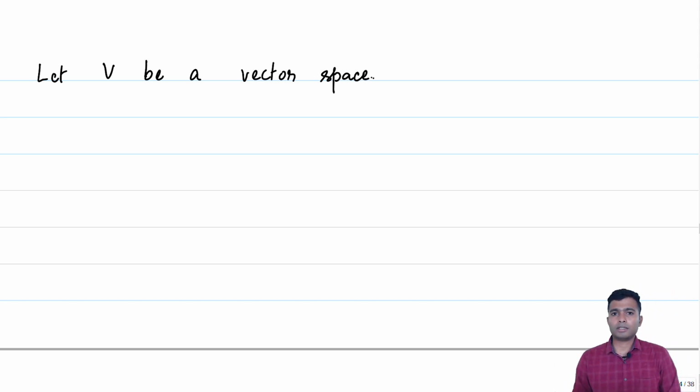We say that a set W is a subspace of V if W is a subset of V to begin with, and if you take any two elements in W, say W1 and W2 are vectors in capital W, look at the sum W1 plus W2. This makes sense because W is a subset of V and in V there is a vector addition already defined.